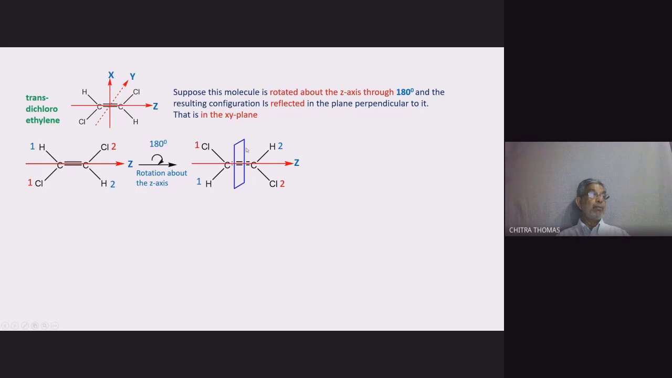Now this is a plane which is perpendicular to the C2 Z axis, so this is a sigma xy plane. You reflect about this plane. Now Cl1 and H2 will be interchanged, and H1 and Cl2 will be interchanged, so that you get this configuration. H2 comes here, Cl1 comes here, Cl2 comes here, H1 comes here. Let me number these three configurations as 1, 2, and 3.